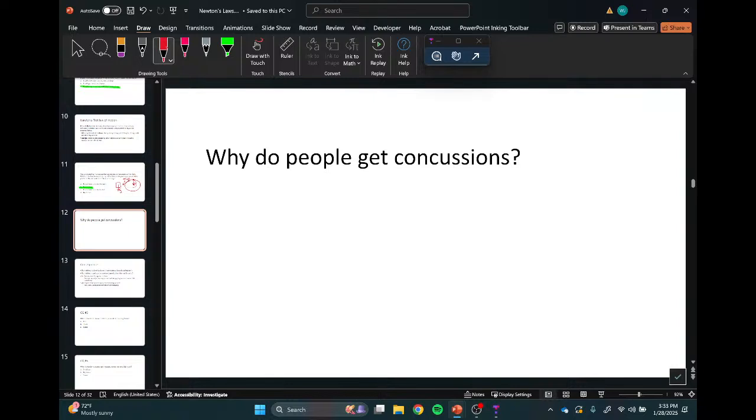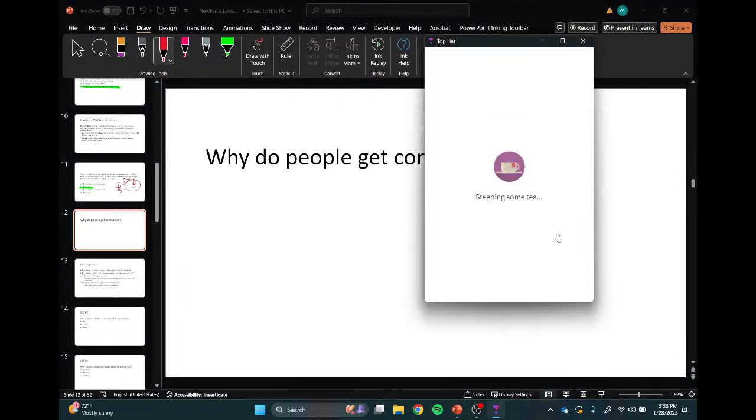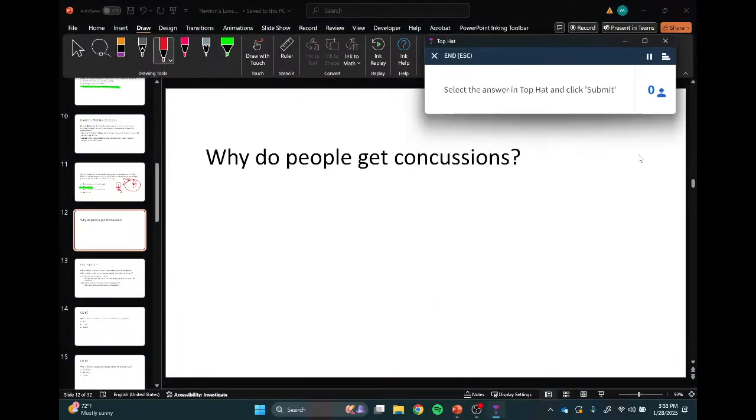All right, so this question relates to that. Why do people get concussions? I'll give you all a minute or so. Again, it all connects to Physics 1, but connecting it to a medical context. Why do people get concussions? And try to connect it to Newton's first law, because it explains why.